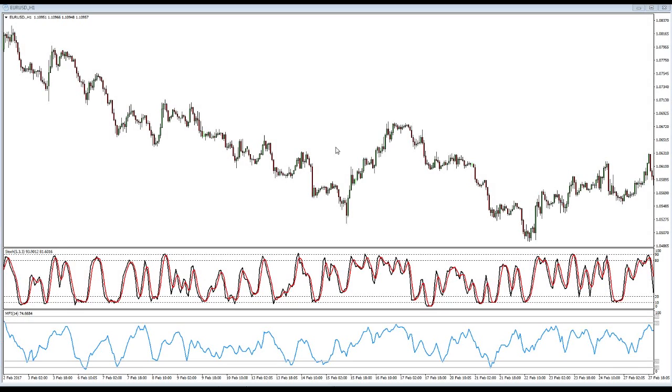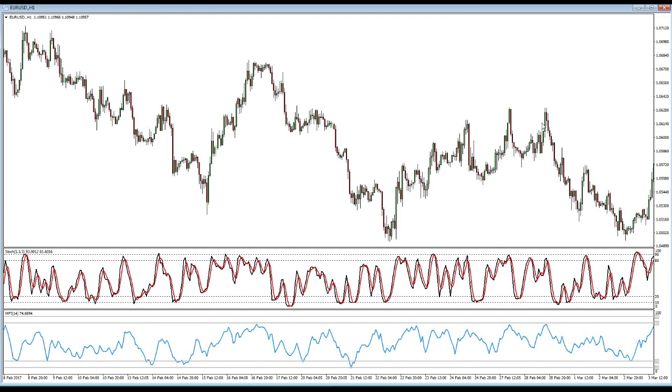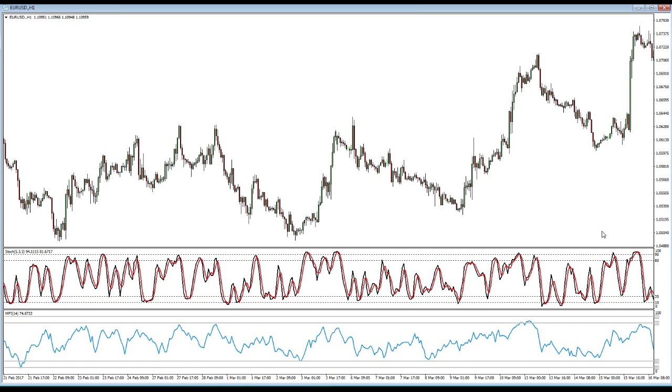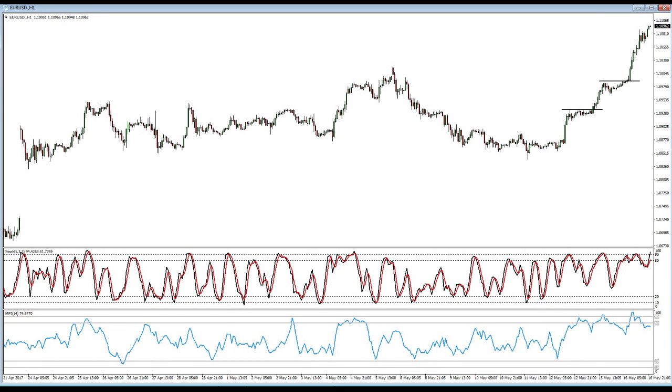Okay, so now that we're on the trading platform, I've got the Euro US dollar chart up on the 1 hour. And what I basically have are the two simple indicators that I want to make use of. The first is the Money Flow Index, which is the bottom indicator, or some call it the MFI. And then the second indicator is the stochastic.